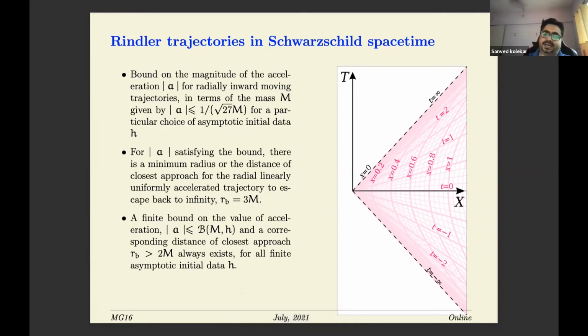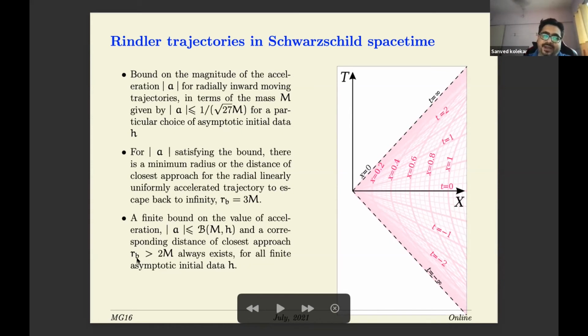So these trajectories come in from infinity, have a turning point, a minimum radius, and then turn back and go back to infinity. The acceleration is basically pointing outward. Now in Schwarzschild, if you try to increase the acceleration for such trajectories, you don't go closer and closer to the event horizon. After some point, the trajectory automatically goes into the horizon. There is a minimum radius, and that minimum turning point is always greater than the event horizon.